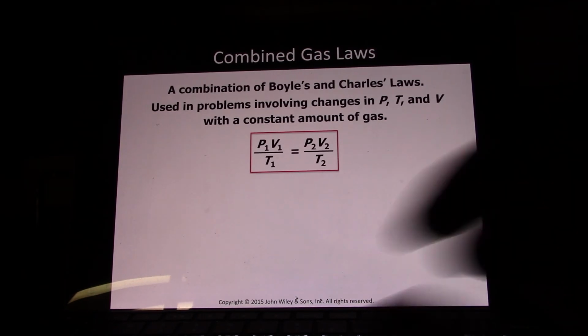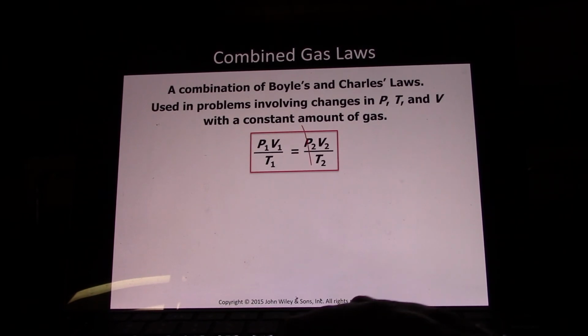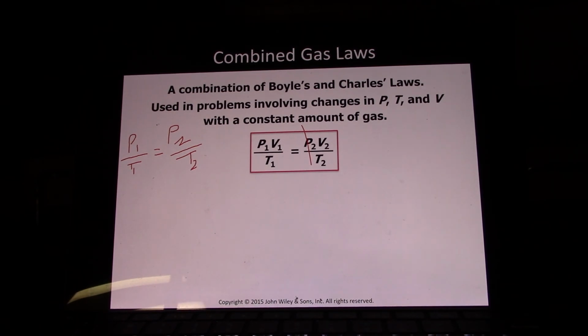Combined gas law. We saw Boyle's law. We saw Charles' law. There's also a third law, Amontons' law, where the initial pressure over the initial temperature equals final pressure over final temperature. And they took those 3 laws and combined them. So the P1 V1 equals P2 V2, plus V1 over T1 equals V2 over T2, and P1 over T1 equals P2 over T2, and then combine them all into the combined gas law.